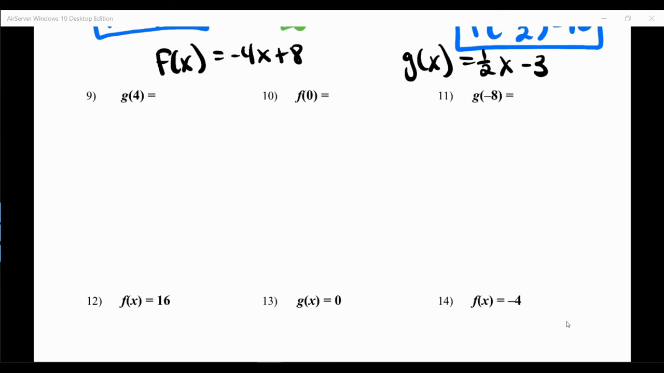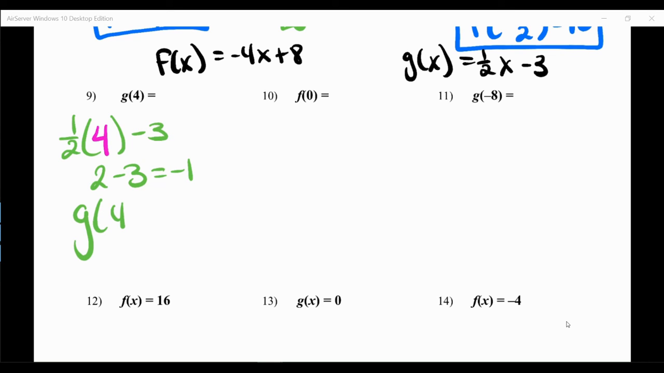Evaluate g of 4. When x equals 4, what's the value of the function? Substitute the value of x equals 4 and evaluate. So g of 4 equals negative 1.